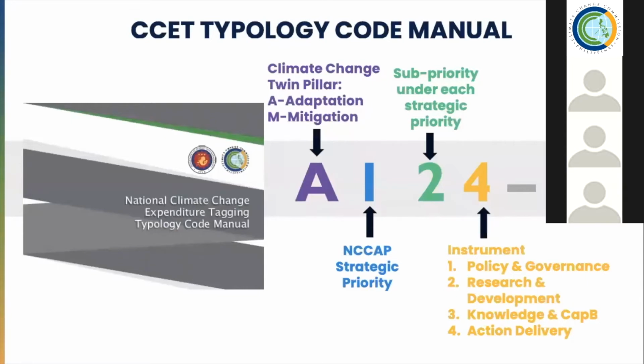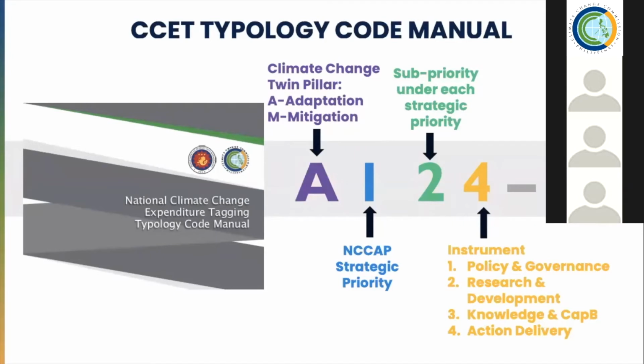The first one is the climate change binary: A for adaptation, M for mitigation. The second one is the NCCAP strategic priorities, namely food security, water sufficiency, ecosystem and environmental stability, human security, climate smart industries, sustainable energy, knowledge and capacity development, and including the cross-cutting priorities.